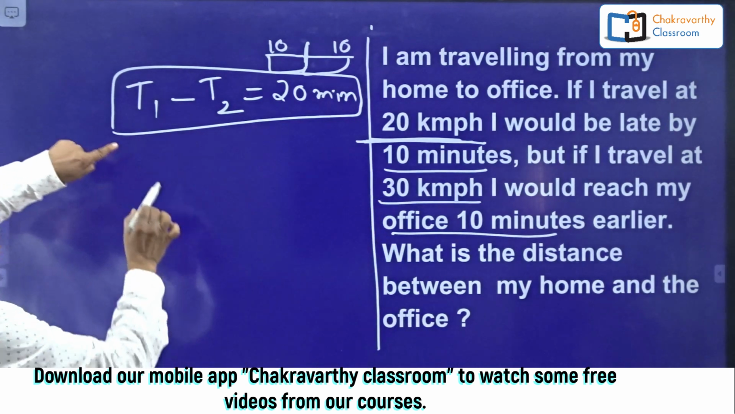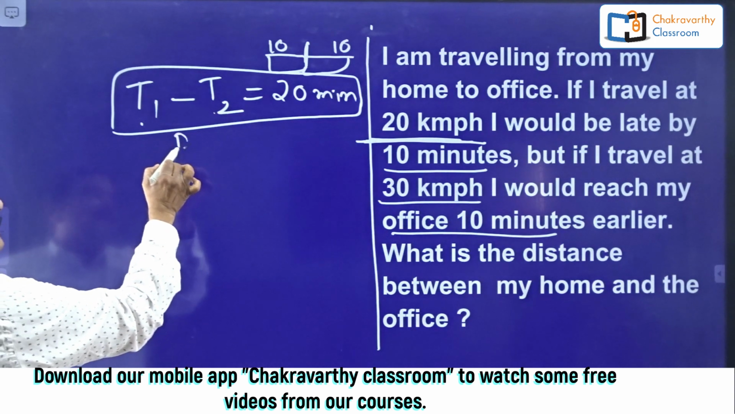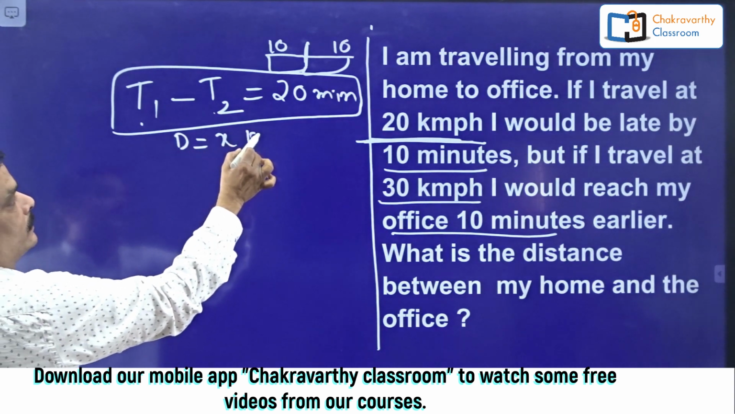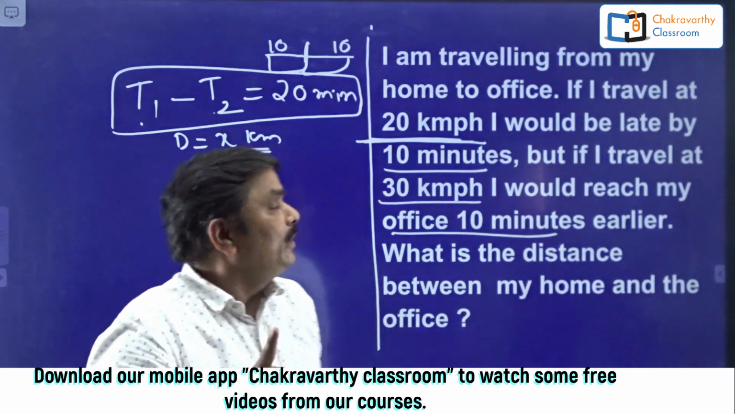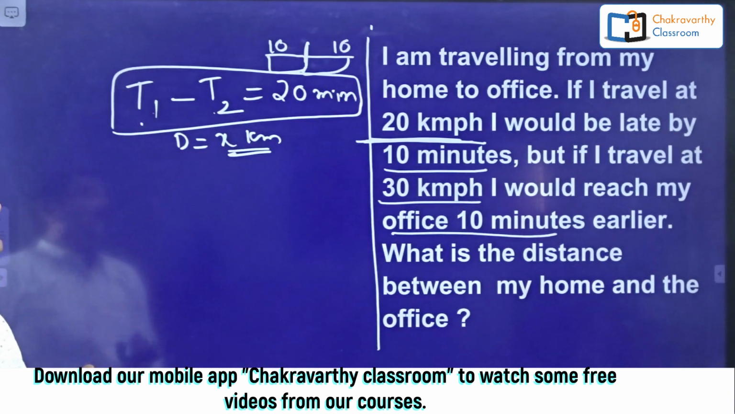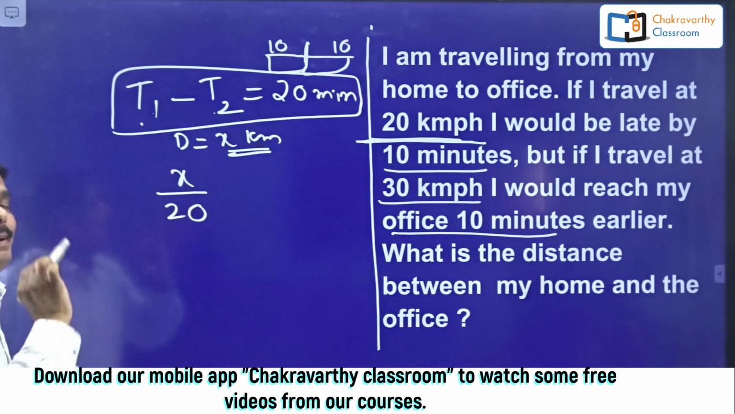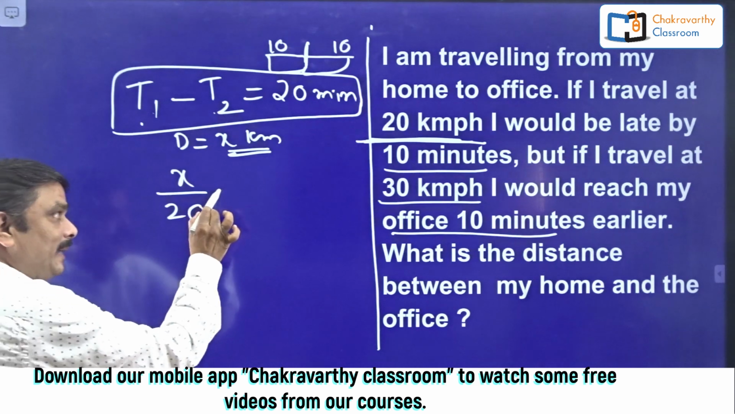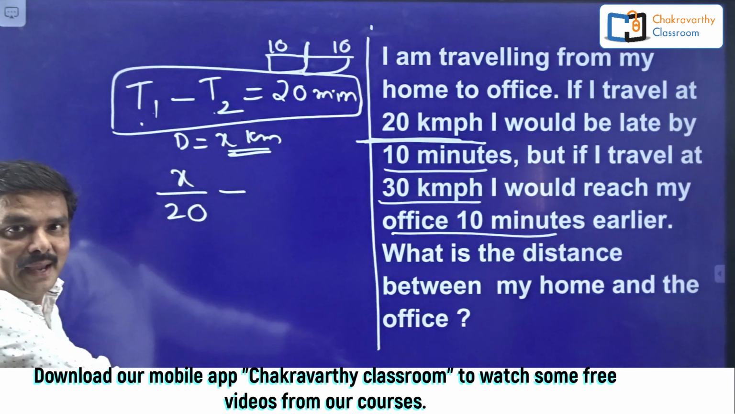Now, what is the timing? Time 1 minus time 2. Let me take the distance as x kilometers. Okay, I covered a certain distance. I am taking this one as x. In the first case, time 1 is distance by speed, x by 20, minus second case 30 kilometers per hour. So that is less time they are taking.